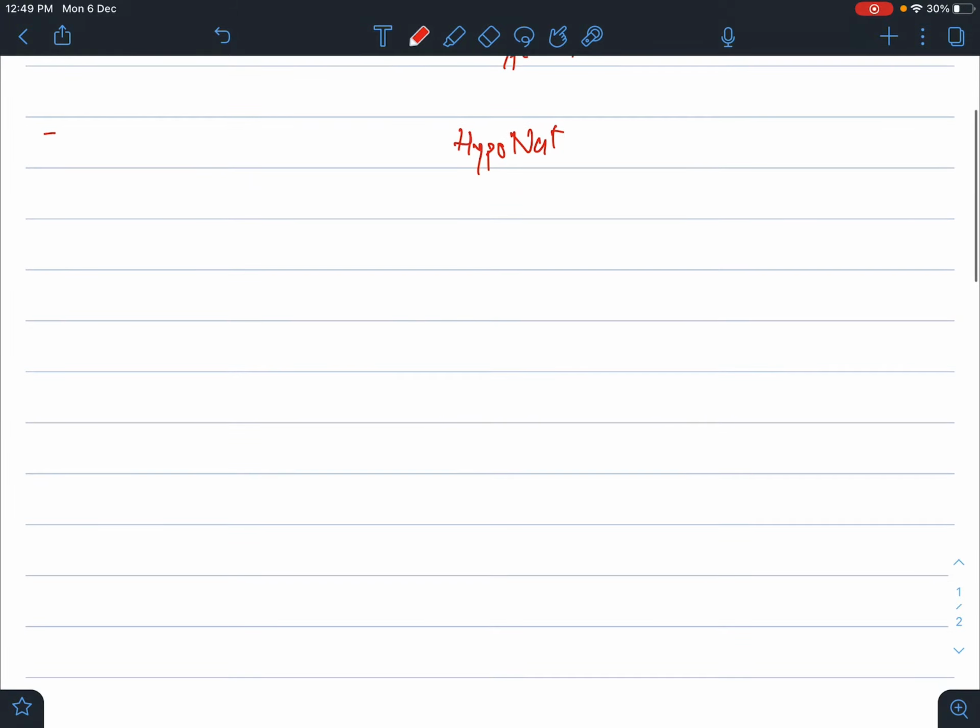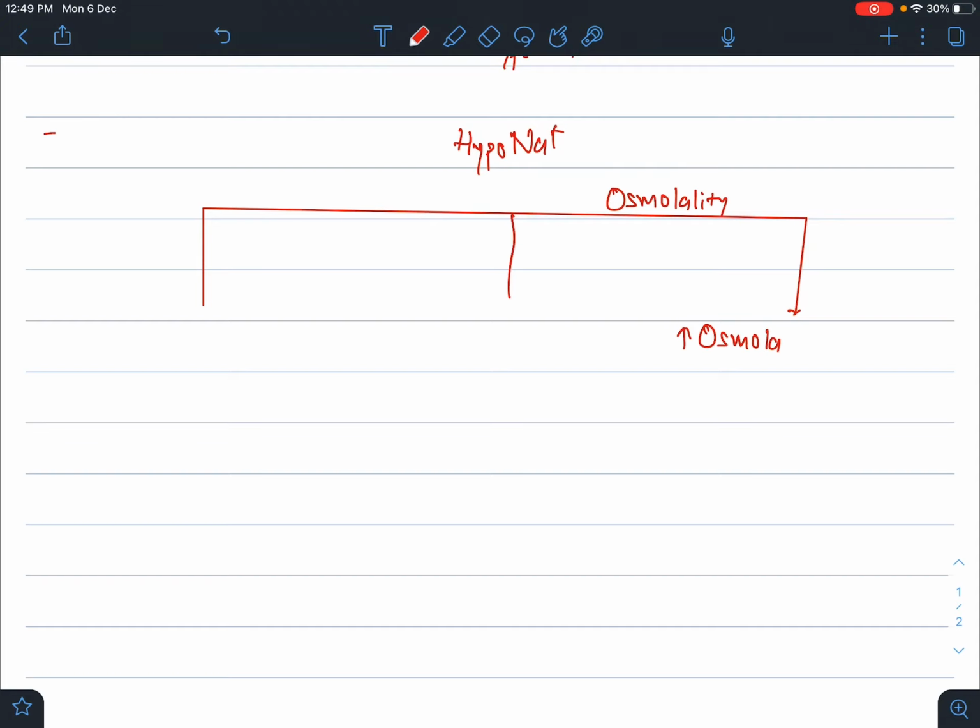Initially we can subdivide hyponatremia into three parts, based on osmolality. One is hyponatremia with high osmolality. Another is hyponatremia with normal osmolality. Another is hyponatremia with decreased osmolality.